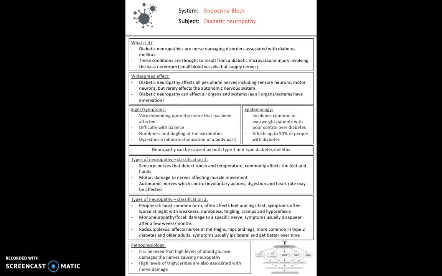As a result, neuropathy can affect all organs and systems, because pretty much all of our organs and systems have some form of peripheral nerve supply. Now, in terms of signs and symptoms, it can vary, of course, depending on which nerve is affected, but it can lead to things such as difficulty to balance, numbness, tingling of the extremities, and dysphagia. What's really important is it affects those peripheral limbs first, so it's affecting the hands, the feet, and upwards, and it works its way centrally. The incidence of this is quite common in the overweight patients, particularly those with poor control over their diabetes. A diabetic person with good control is less likely to develop a complication.